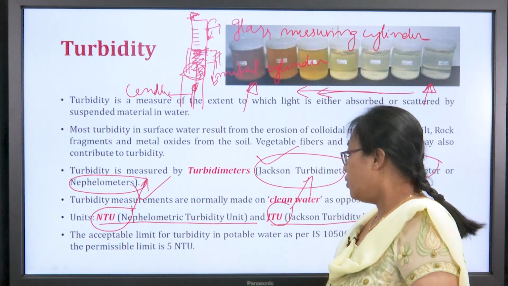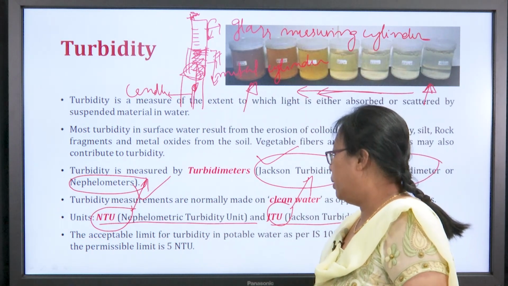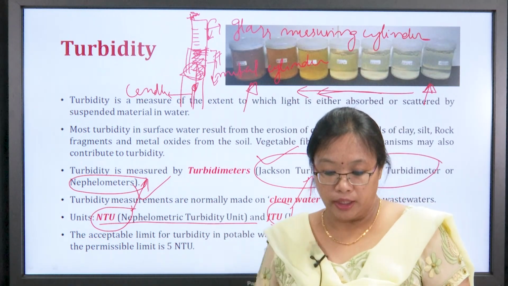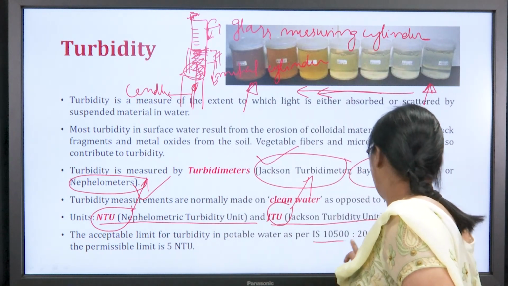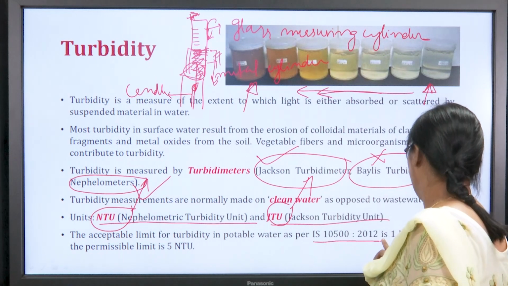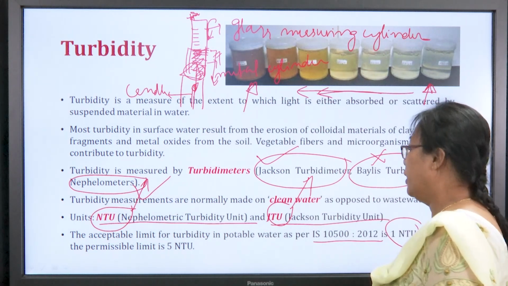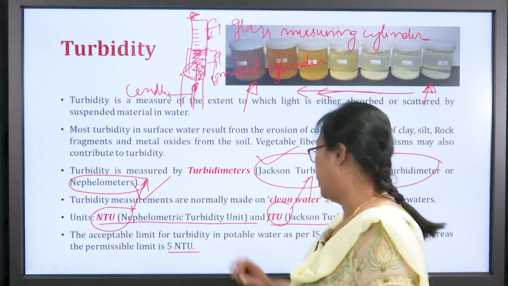Okay. Now, the acceptable limit for turbidity in potable water as per IS 10500:2012 is 1 NTU, whereas the permissible limit is 5 NTU.